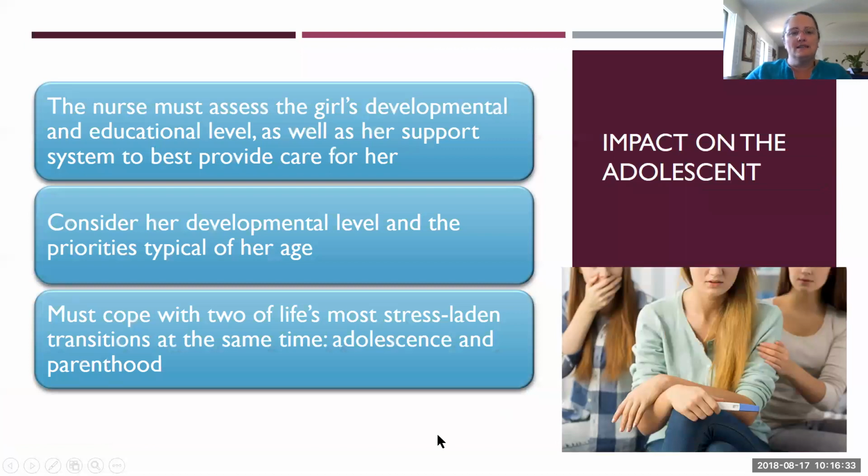So the adolescent, there is all kinds of issues that may come along with this. Some adolescents may be happy about the pregnancy. Some families may be happy about the pregnancy, but we have to consider her developmental level. Obviously, if she's 11, it's going to be different than if she's 17 or 18. She's going to have to cope with two of the most stress-filled events at the same time, which is adolescence and parenthood. Hopefully her parents are supportive of her.